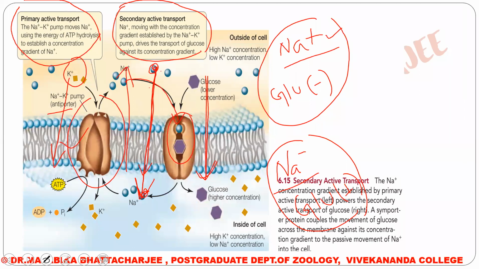That is, one molecule will obviously move against its concentration gradient. Here, glucose is moving against its concentration gradient, and this movement is possible because the importer is coupling the movement of sodium also simultaneously along its concentration gradient.